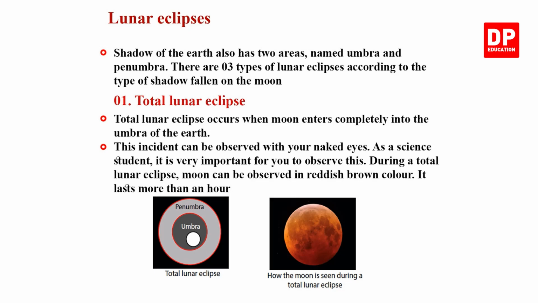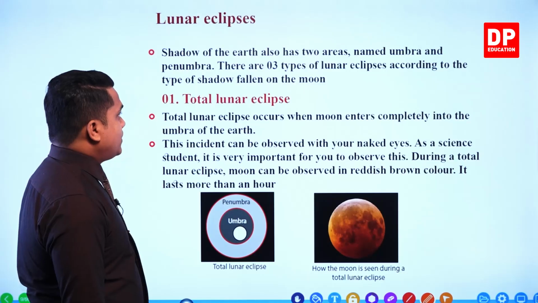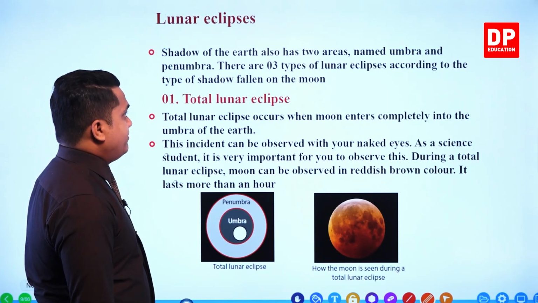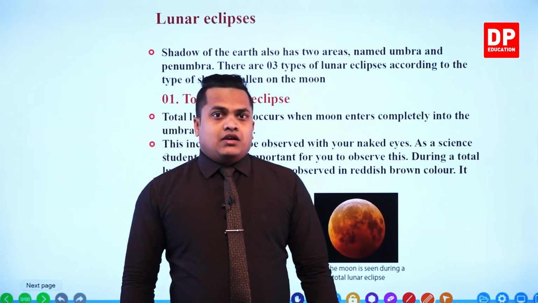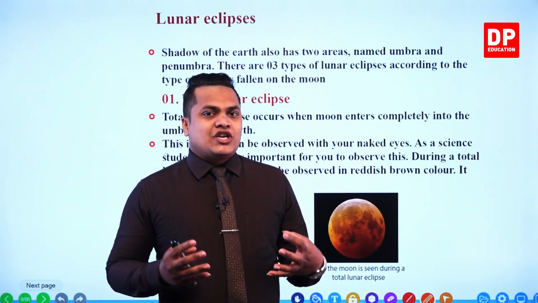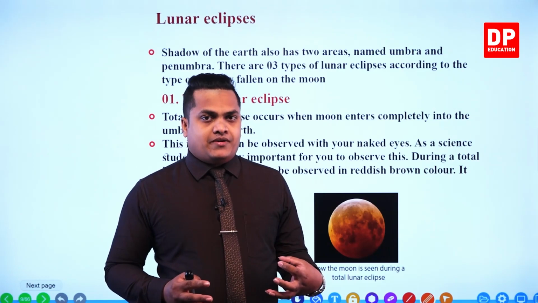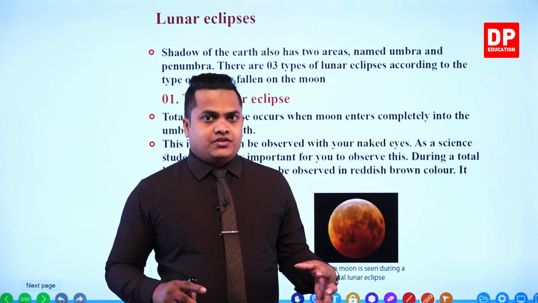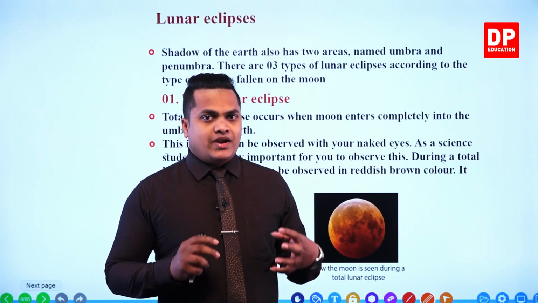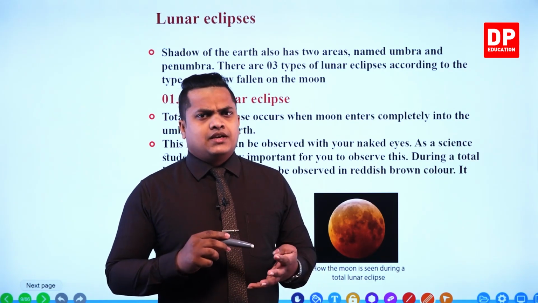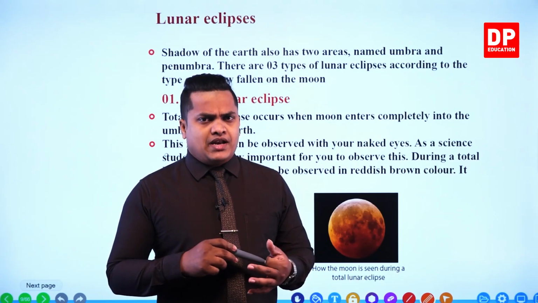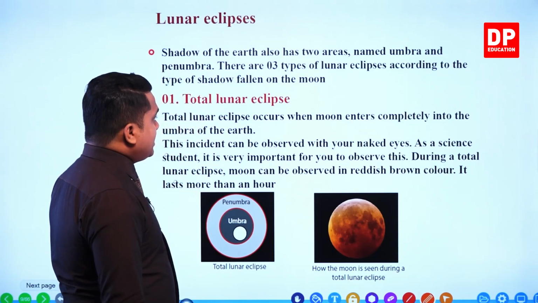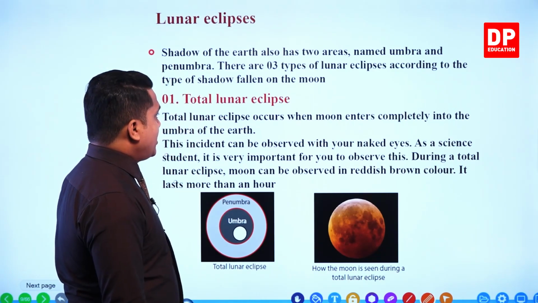So here, shadow of the Earth also has 2 areas. So I told you that shadow of the Earth has 2 areas, named the umbra and the penumbra. So usually in any kind of an object, the 2 main areas that we can observe is the umbra and the penumbra. It's not the Earth, not the moon, whatever the opaque object. Each and every object contains 2 areas within the shadow. These 2 areas are referred as the umbra region, which is the darker surface, and the penumbra region, which is the somewhat lighter surface, blur area. Okay. So there are 3 types of lunar eclipses according to the type of the shadow fallen on the moon.